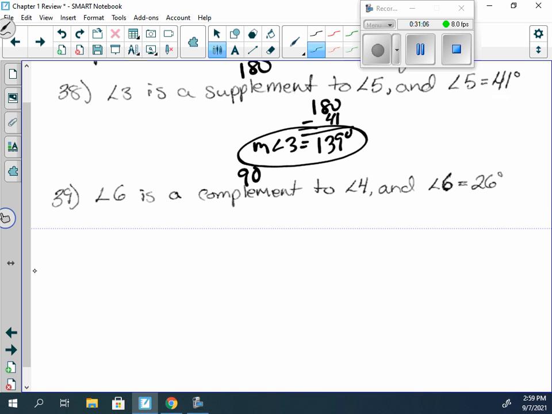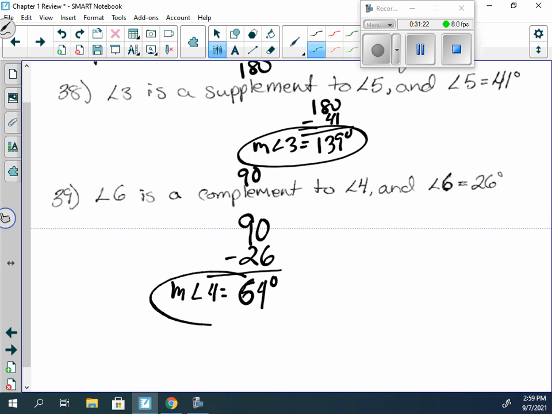Complementary angles add up to be 90. So we can do 90 minus 26, which is 64, would be the measure of angle 4. But again, those two angles add together to either be 90 or 180. Complementary angles are 90, supplementary angles are 180. Any other questions on this here?